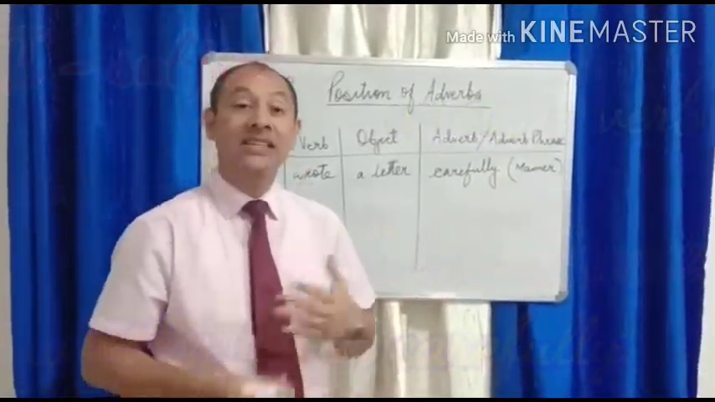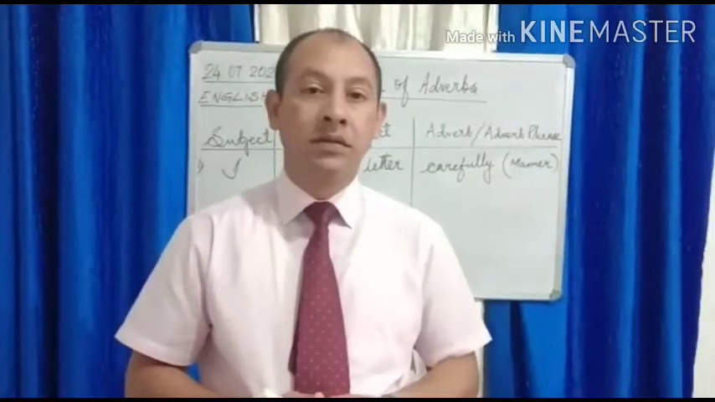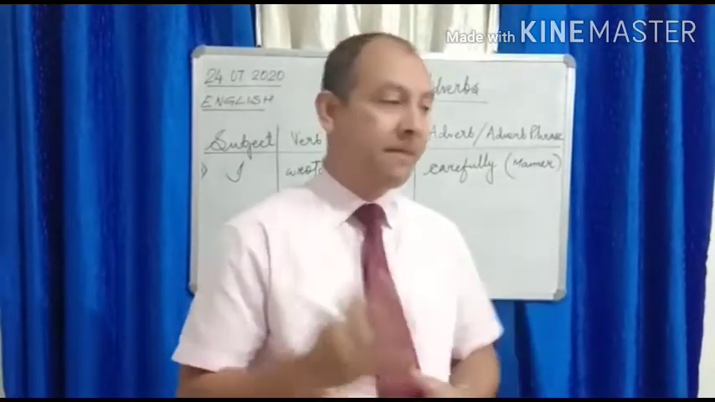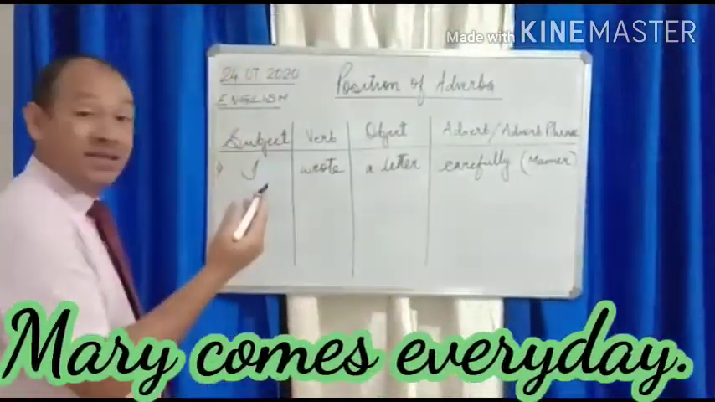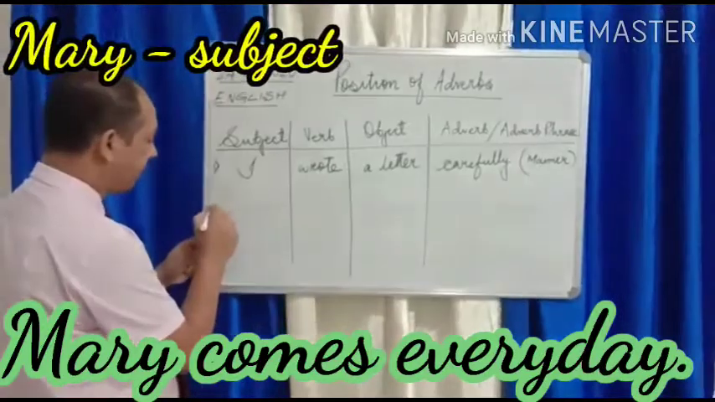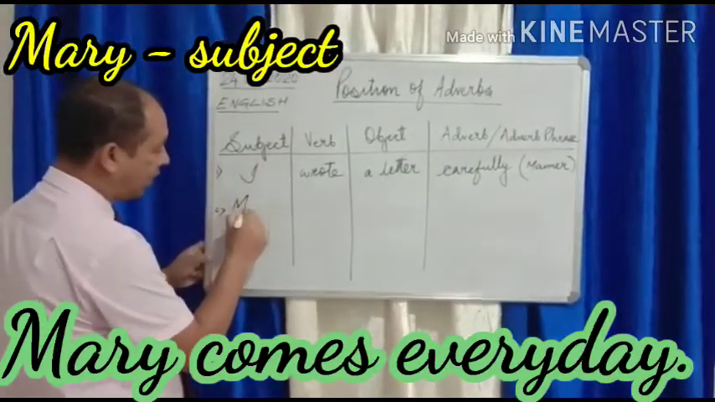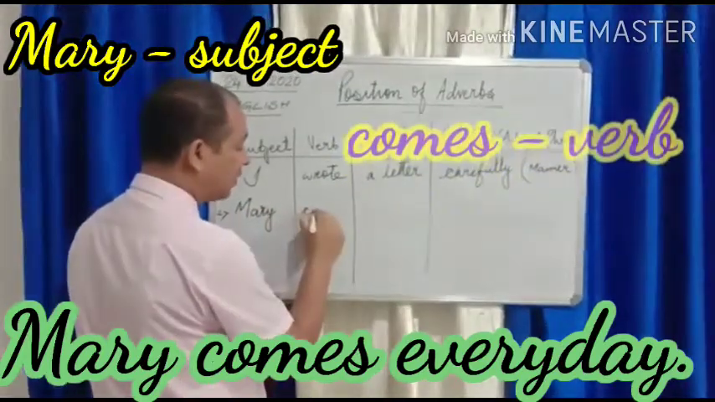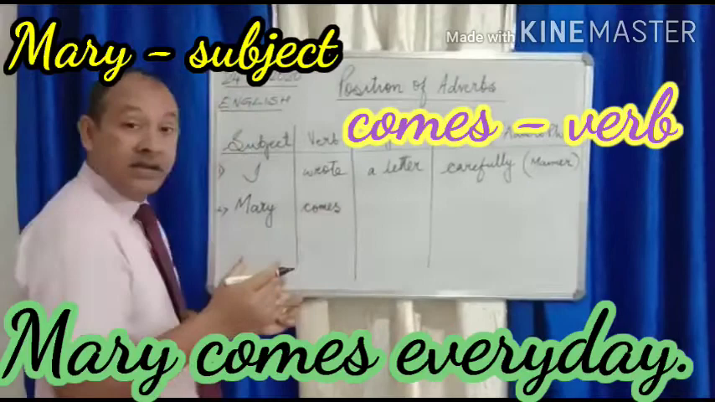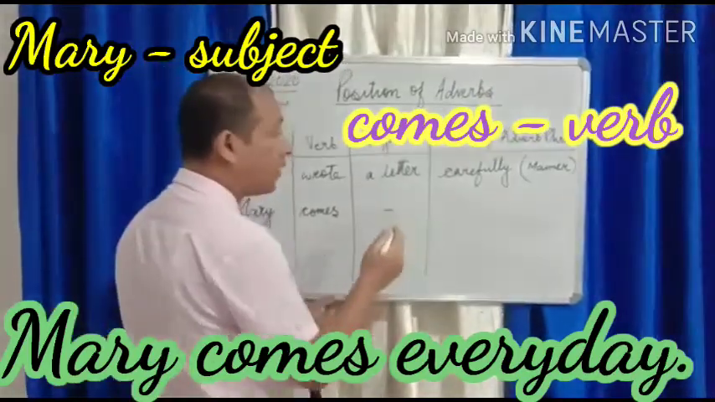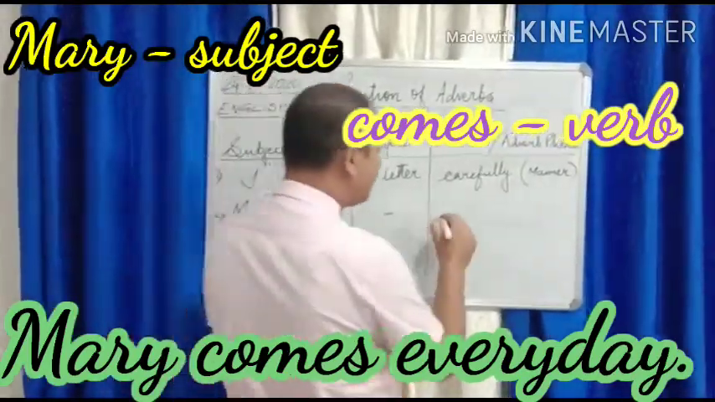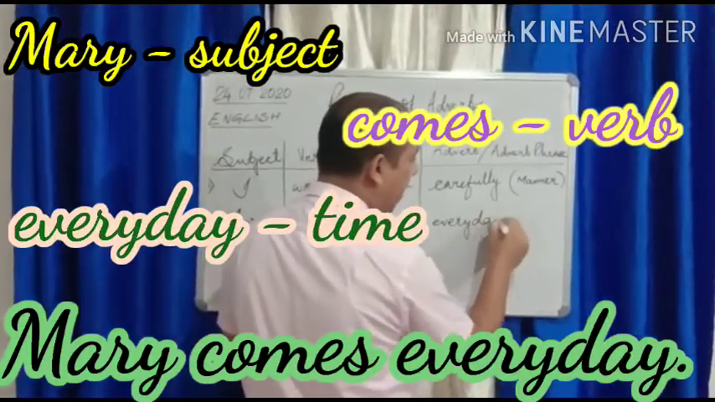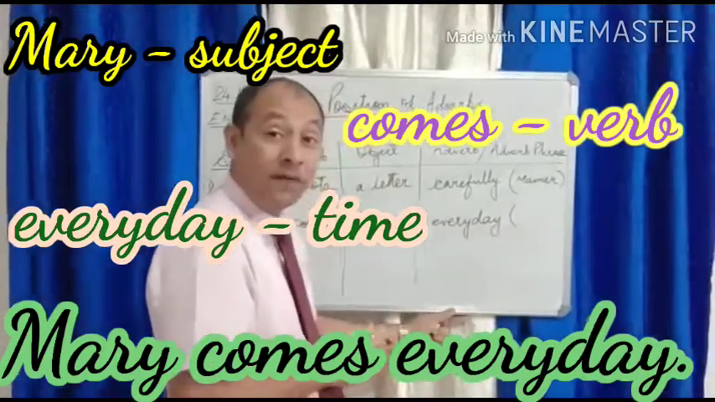Let's look at the second example. The sentence for the second example is Mary comes every day. Let us segregate it. The subject here is Mary. The verb in the sentence is comes. There is no object. Every day becomes your adverb. And every day is an adverb of time.